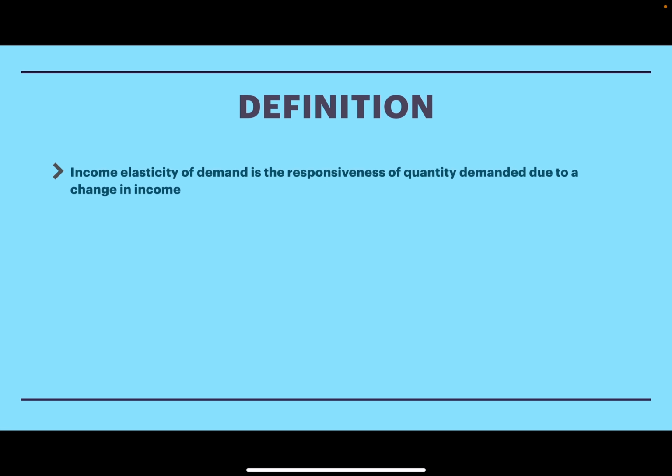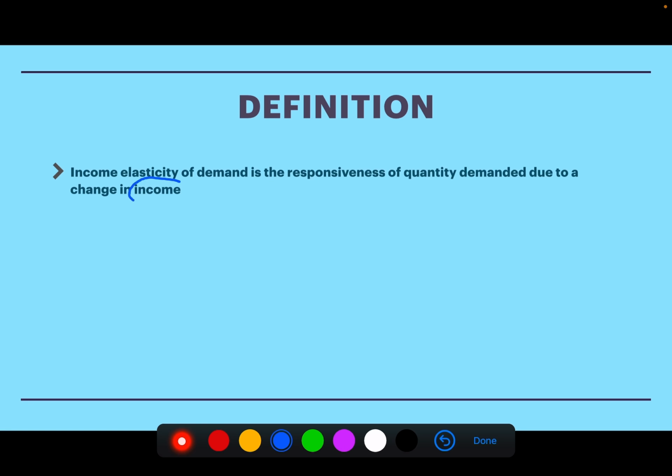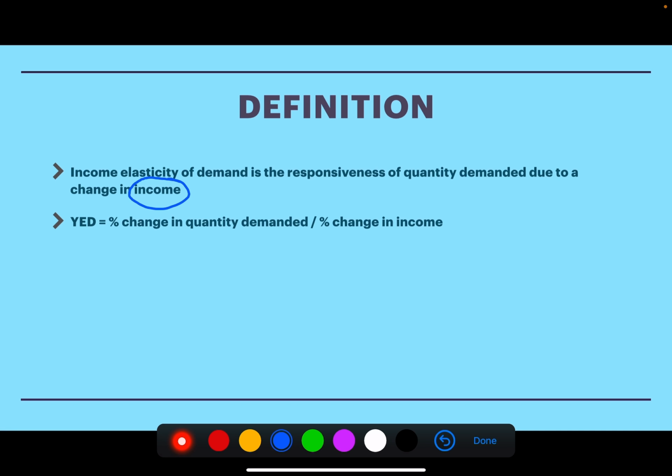So the definition is very similar to the definition for price elasticity. The only difference is for income elasticity, we've got the word income there. For price elasticity, we've got the word price. So just be careful that you watch out for that. The formula is the same as the formula for PED, except we've got income instead of price. So that's the only difference, right? You're going to have income on the bottom instead of price, but everything else is exactly the same as price elasticity of demand.